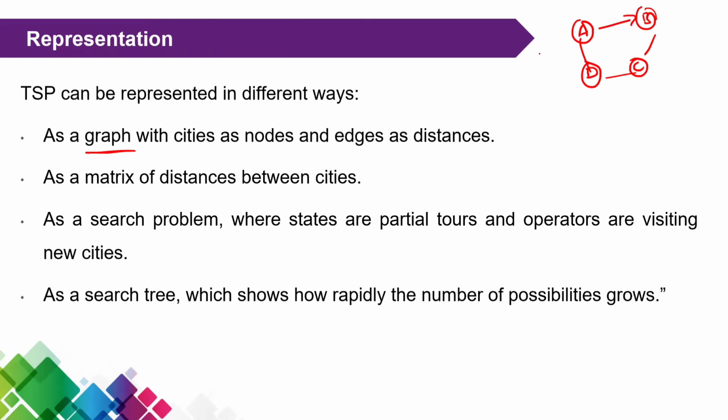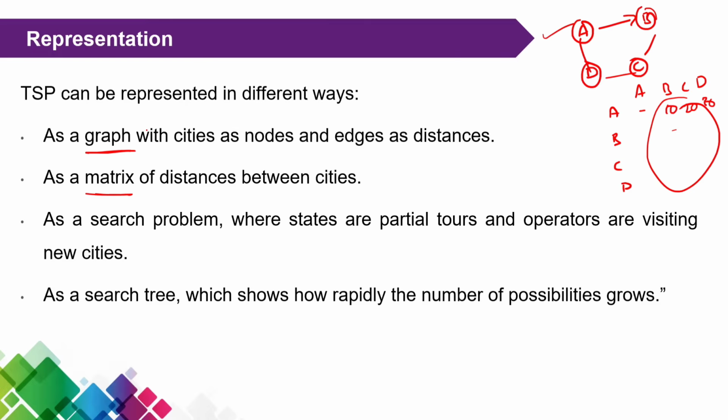That means the problem is represented in the form of a graph, or in the form of a matrix. Suppose a matrix like this: A, B, C, D along the rows and A, B, C, D along the columns. Now what does each value represent? The distance from A to B, the distance from A to C, the distance from A to D, like this. The matrix represents the distance from one state to another state.